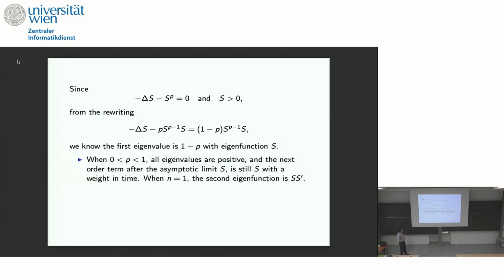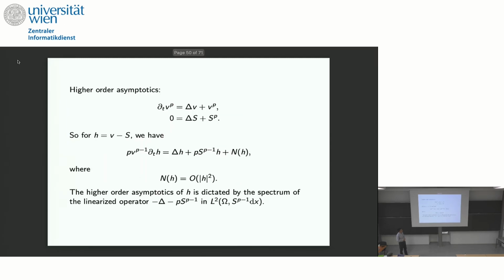Okay? So all the eigenvalues are positive. The next order term after this asymptotic limit is still S, because S is the first eigenfunction, the leading term of the error. Then in dimension equals 1, we can find the second eigenfunction. In high D, we don't know what the second eigenfunction is. Okay? So in dimension 1, we can show the second eigenfunction is this, because this is a solution with some lambda here, and this only changes sign once. So this is the second. Oh, the spectrum is in a weighted space.